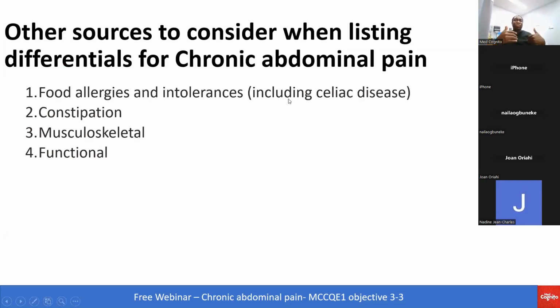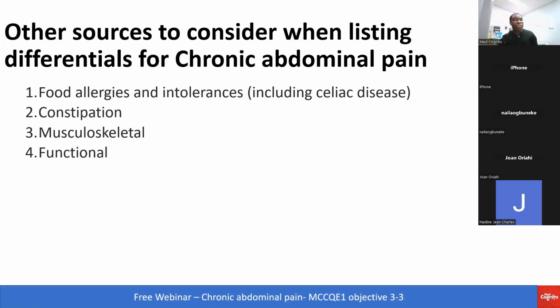Then I'll also want to take you to other causes of chronic abdominal pain, which is not necessarily based on location. So for example, food allergies, food intolerances, and celiac disease, because celiac disease is a very common condition we see in our practice in Canada. So if I were you and I'm preparing for this exam, because the Medical Council of Canada itself has stated that celiac disease is one of the other causes of chronic abdominal pain, I will do my best to master that. Constipation, everybody knows about constipation.